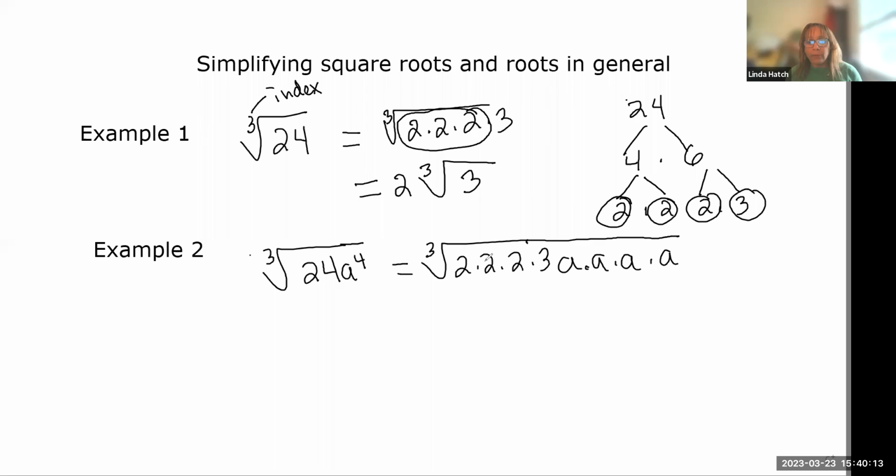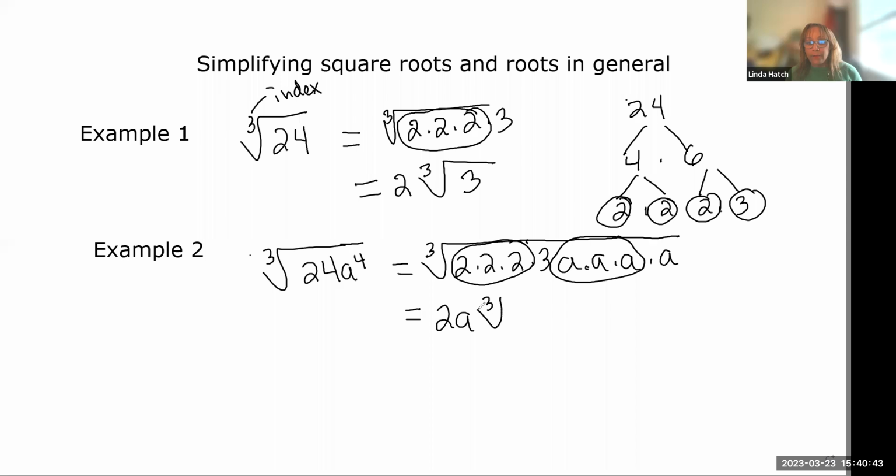If you're not, comment below. Since the index of my root is 3, I'm going to circle trios, sets of 3's. So I've got a set of three 2's that are coming out, and then I've got a set of three a's that are coming out.